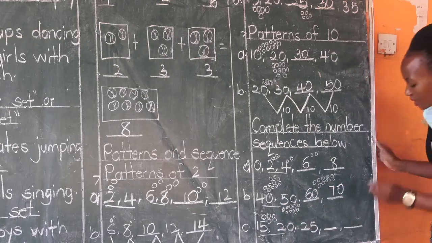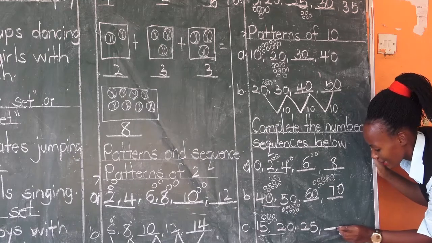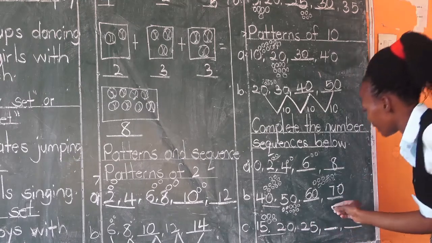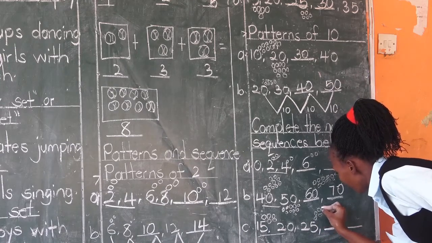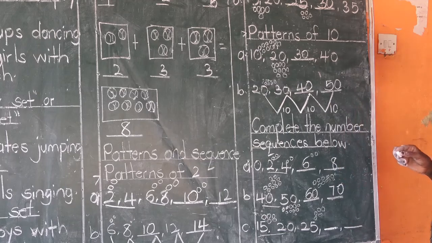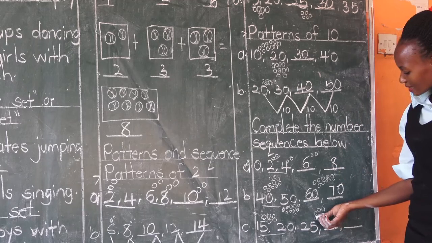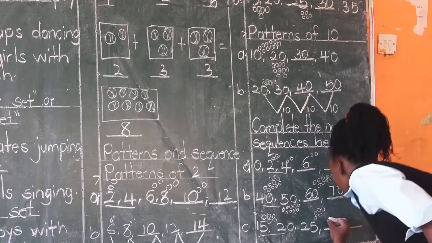Now let's find out here. 25. Which number is the next one? Now you're going to add 5 here to find the missing number. 1, 2, 3, 4, 5. Now let's first put 25 in our head. 25, 26, 27, 28, 29, 30.